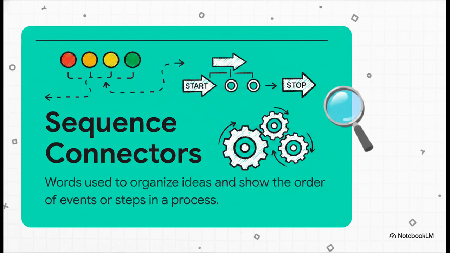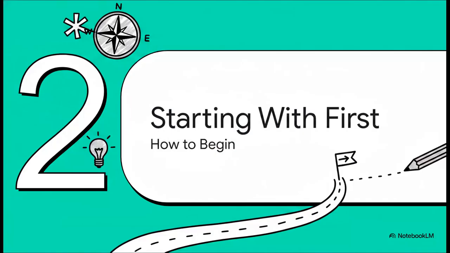I want you to think of these words like traffic signals for your sentences. They tell whoever is reading your work exactly when to start, when to keep going, and when to stop. Without them, well, your readers would just get totally lost in traffic. Moving to Section 2. How to begin, starting with first.